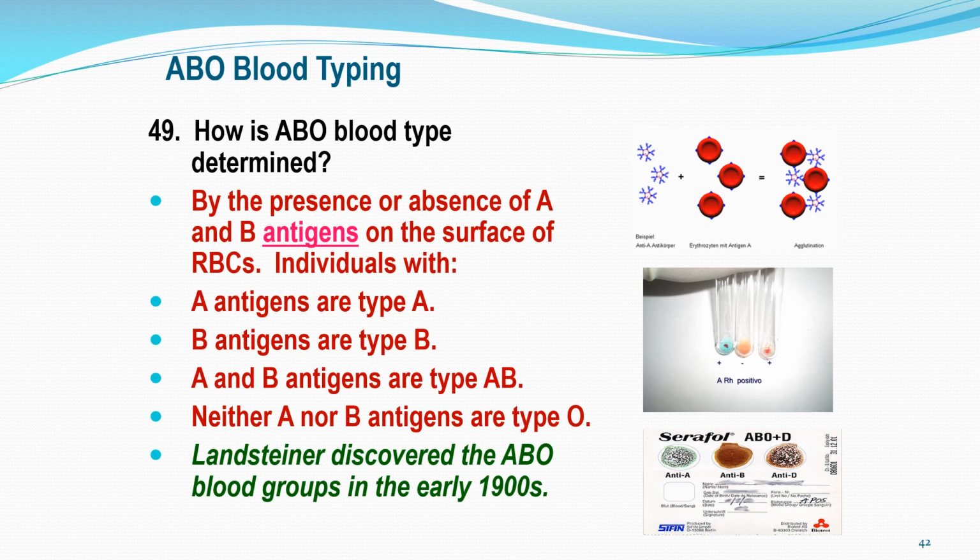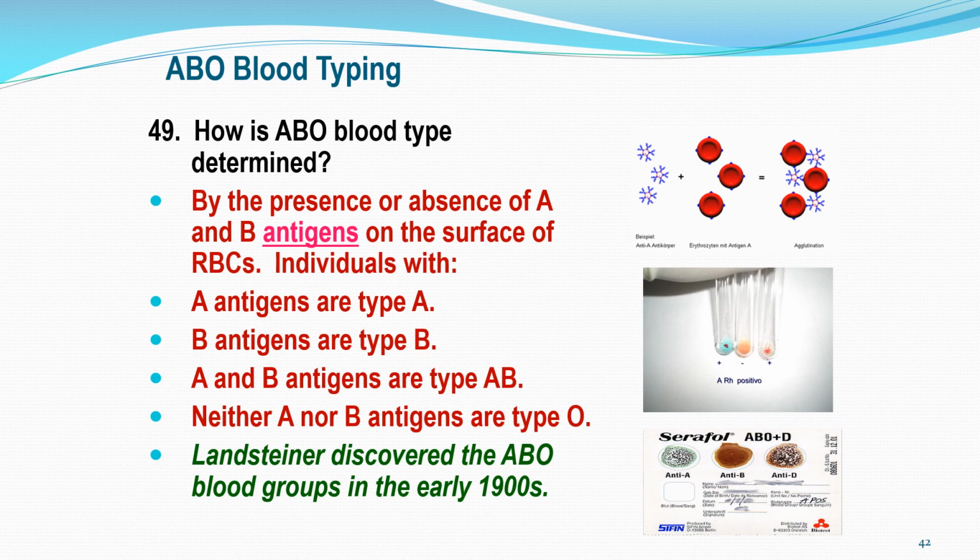So how is ABO blood type determined? Okay, by the presence or absence of A and B antigens on the surface of your RBCs. So individuals with A antigens are type A, B antigens type B, both A and B antigens are type AB, and if you have neither A nor B, then you are type O.